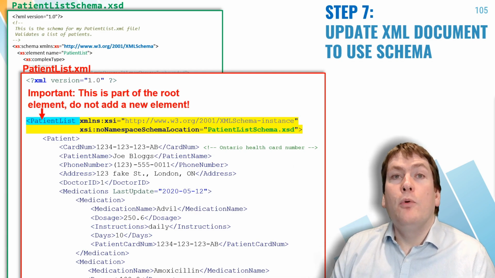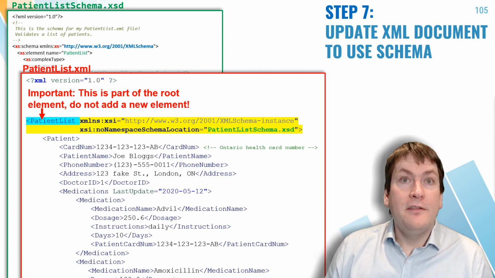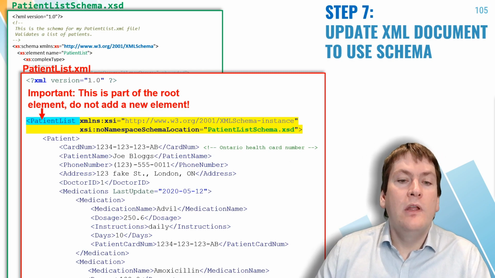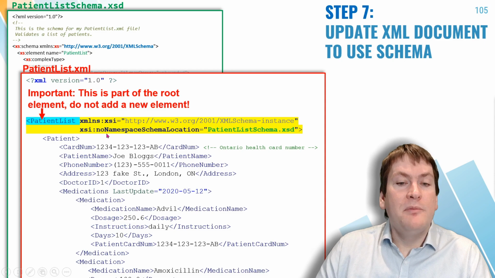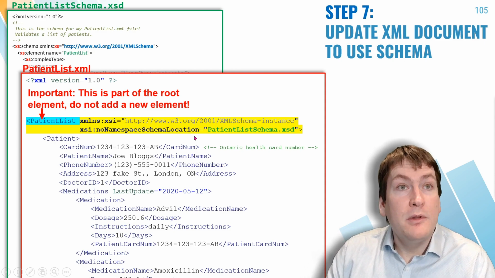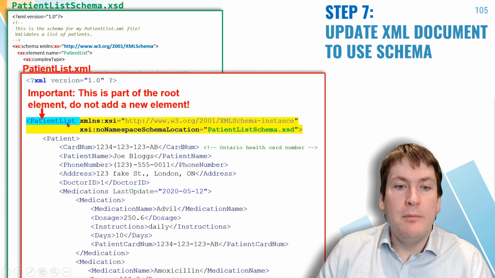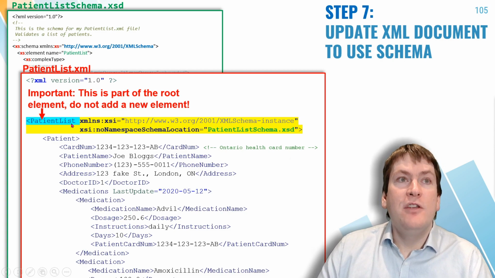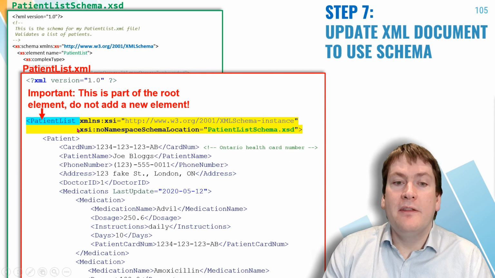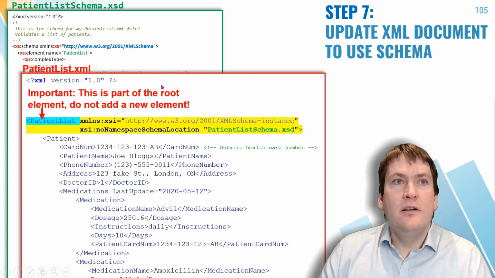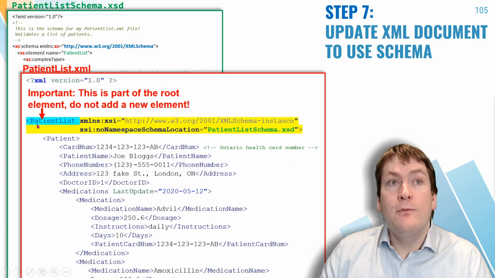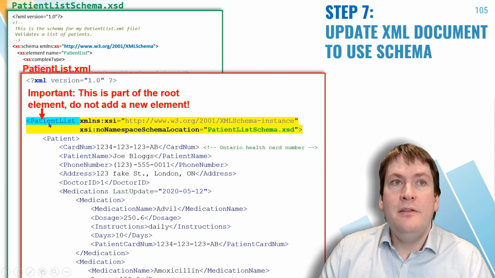So this is really important because it's a common error that I see a lot of students making. It's that these two things, the namespace and the noNamespaceSchemaLocation argument, have to be added to the root element of your document. So these are added to this patient list root element in this case. This isn't a tag that you should just paste on the top of your document. So this name would be different for whatever your root element's name is, and this isn't something that you're just going to paste on top.